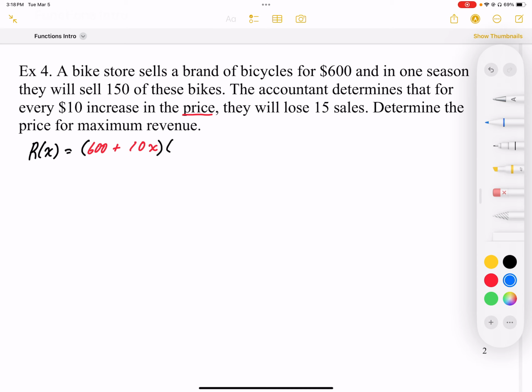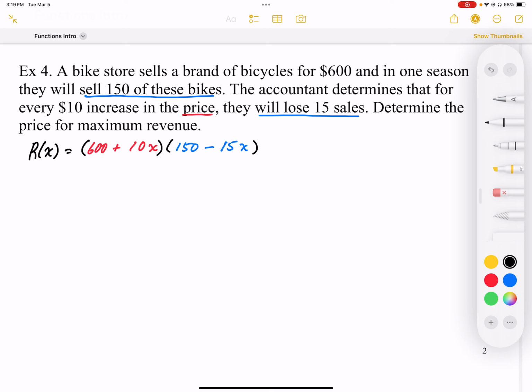I'm going to start with, so the number sold, I'm going to start with 150 bikes, and I'm going to decrease this by 15 sales for every x. So there's my quadratic equation.